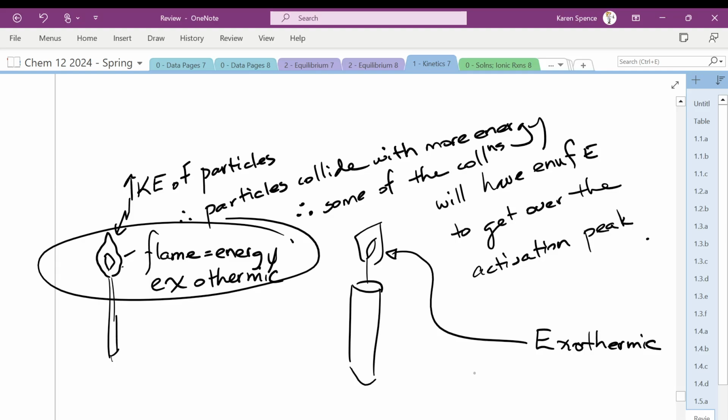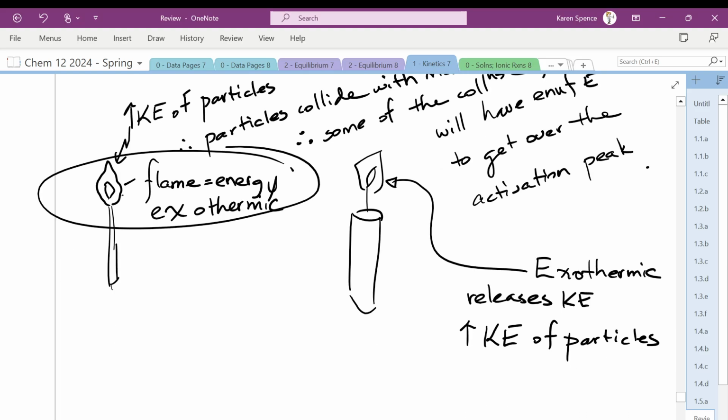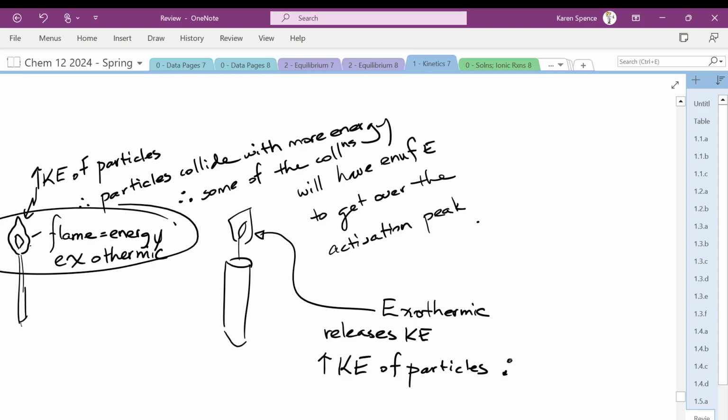Because it's exothermic, it releases kinetic energy. So we increase the kinetic energy of the particles. And therefore, the particles collide with more energy, so some of the collisions will have enough energy to get over the activation peak. Yay. So it's the same argument as before. It's just the source of that kinetic energy is changing from the lit match to the burning candle itself. Did that make sense?